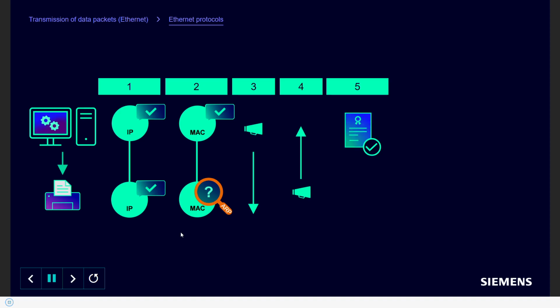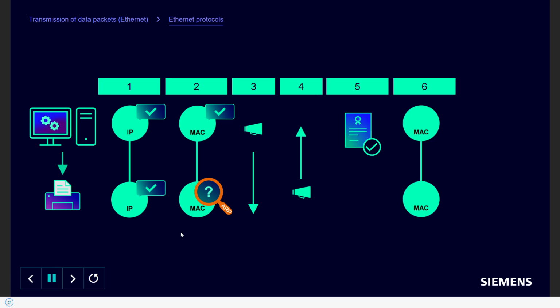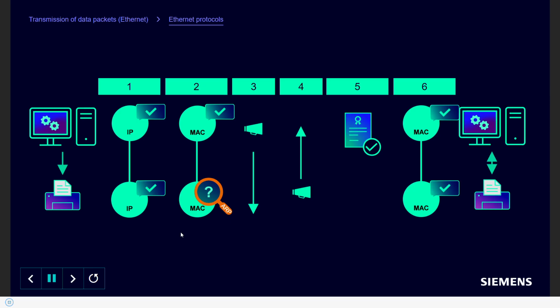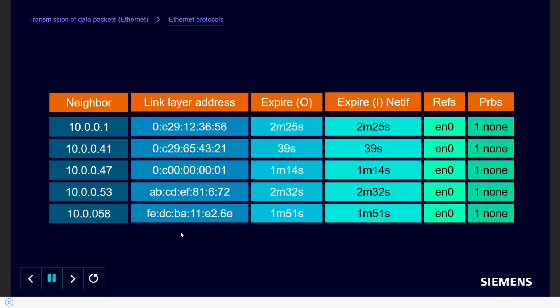5. The computer enters the information into its ARP cache. 6. The computer processes the ARP response of the printer, saves the MAC address as a destination address of the destination, and enters this information into its ARP cache. As the MAC addresses are now known to both components, they can exchange data with one another. In addition to the assignment of the IP address and MAC address, the entries in the ARP cache are comprised of specifications on the entry time, the period of validity or age of the entry, and, if applicable, the protocol type.